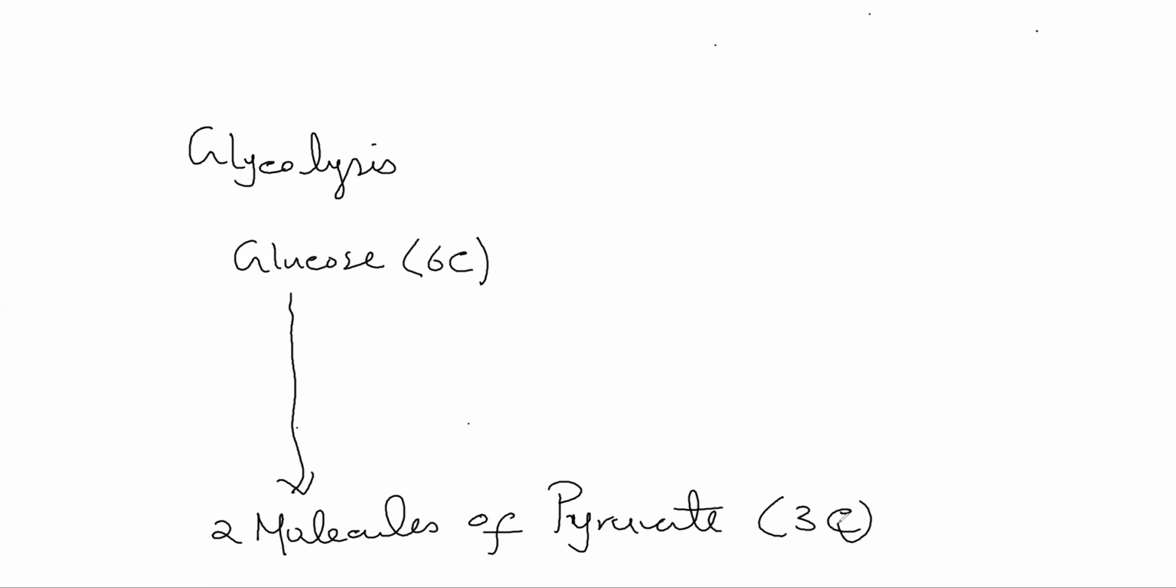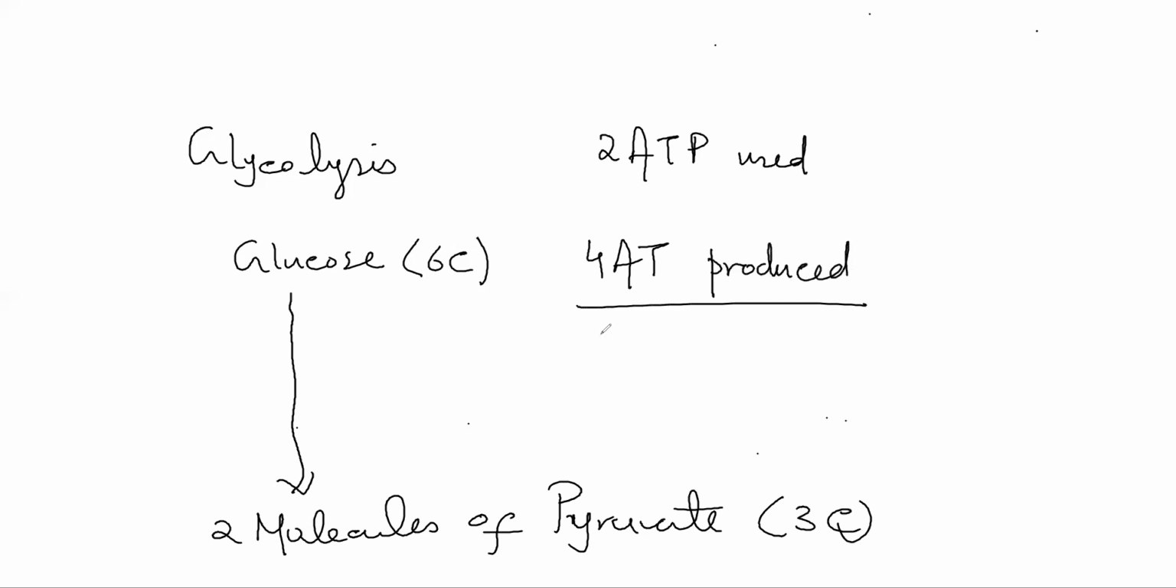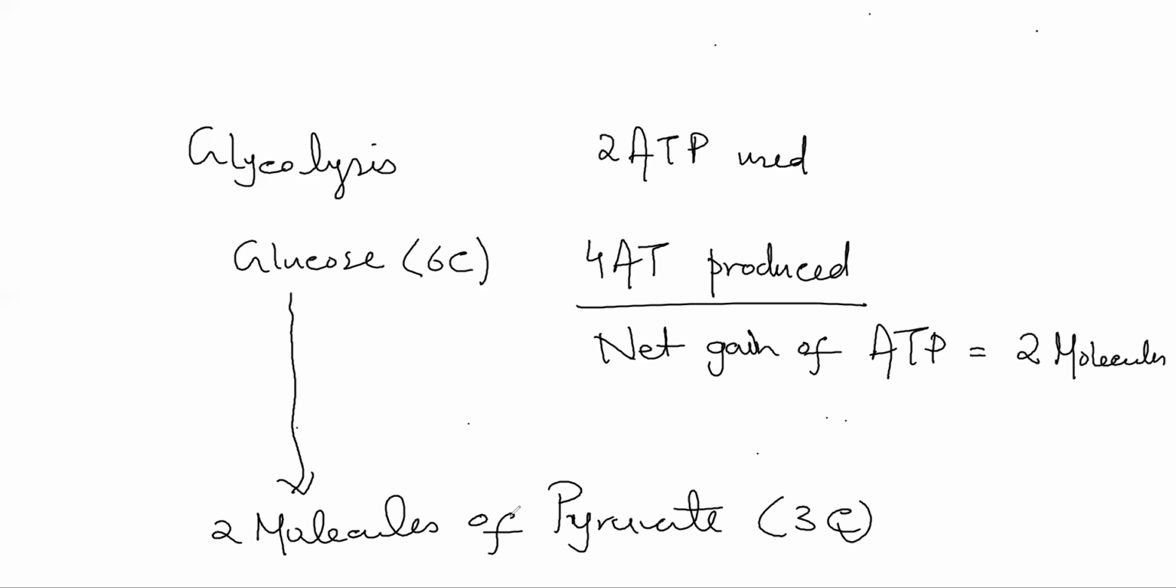And on its whole way, 2 ATP molecules are used, and 4 ATP molecules are produced, but the net gain of ATP, if we subtract this from this, is 2 molecules. So apart from two molecules of pyruvate, we get two molecules of ATP in the process of glycolysis.